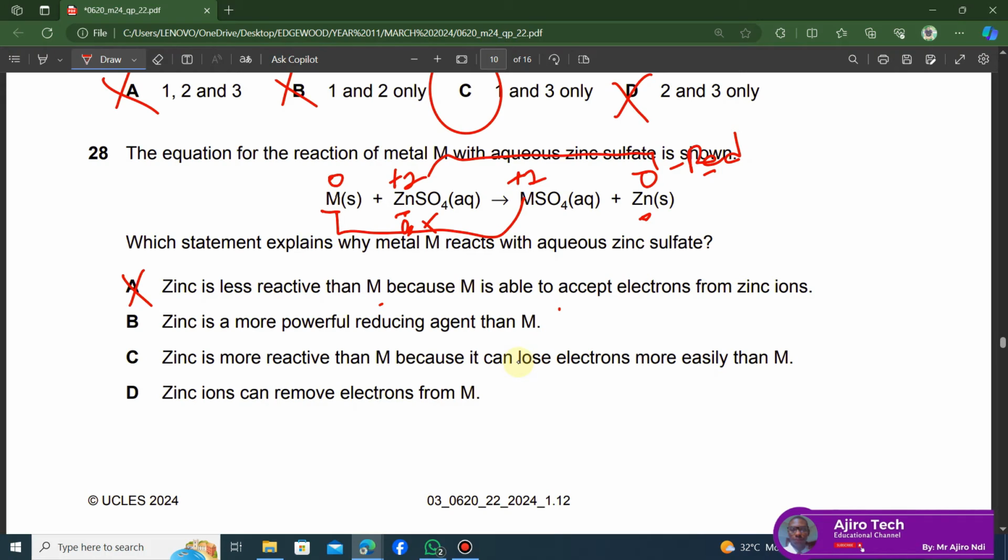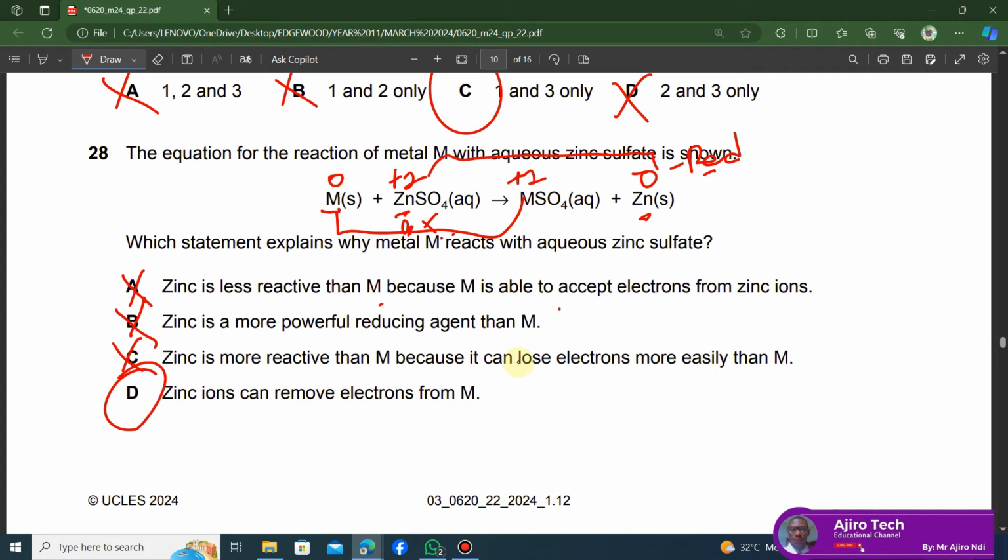Zinc is a more powerful reducing agent than M? No. What is oxidized is the reducing agent. So what is oxidized is M. The metal M is what is oxidized, and the metal M is the reducing agent. So zinc is not the reducing agent. Zinc is the oxidizing agent in this case. Zinc is more reactive than M? No. If zinc were more reactive than M, then there's no way M will displace zinc. So this should be the correct answer.